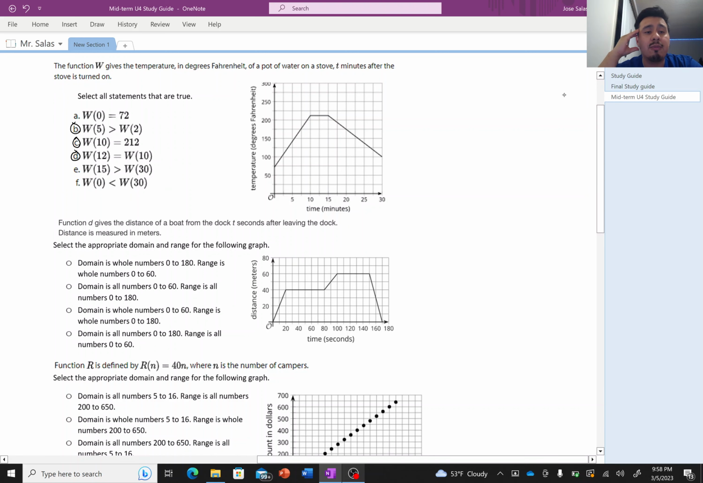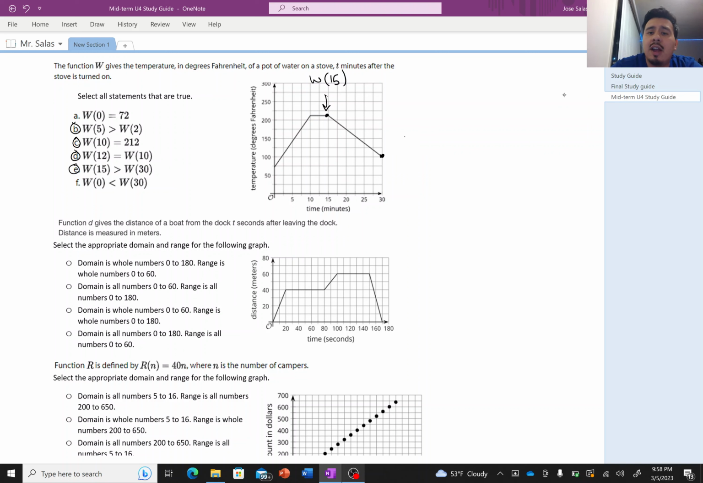Now let's look at W of 15 is greater than W of 30. W of 15 is right here, and W of 30 is all the way in the bottom corner. That statement is true. I know it's true because W of 15 is up here versus W of 30 down there. Sorry, just thinking out loud. Okay, perfect. So this statement is true.